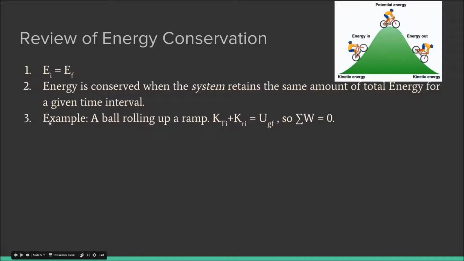So another example you can think of is a ball rolling up a ramp. The translational kinetic energy plus the rotational kinetic energy, so the total kinetic energy, has to equal the total potential energy when the ball gets to the height of the ramp. So the net work on the system is equal to 0.